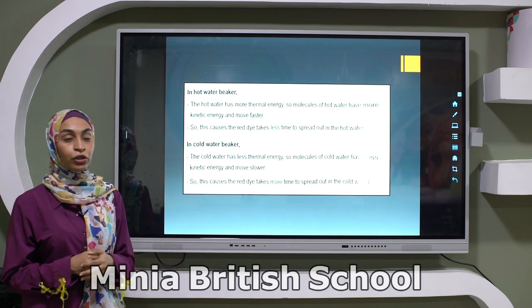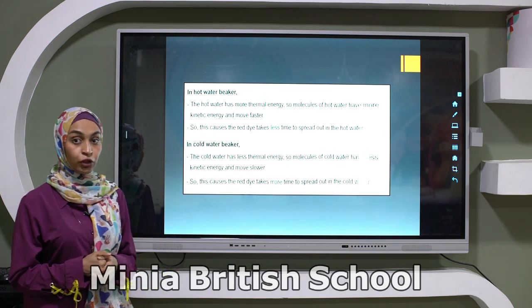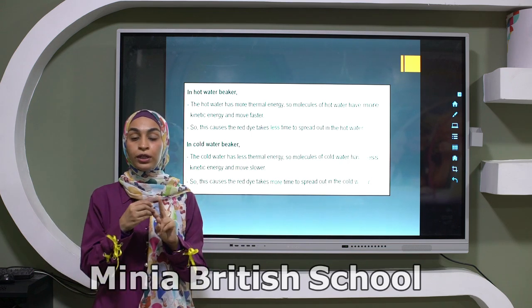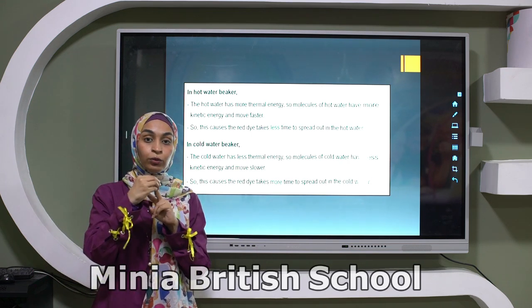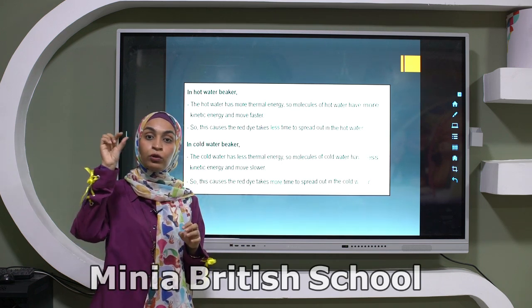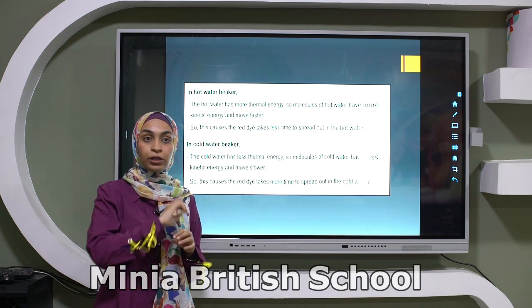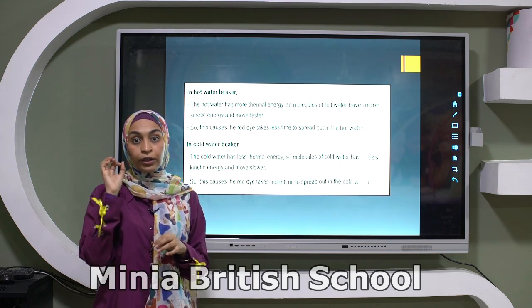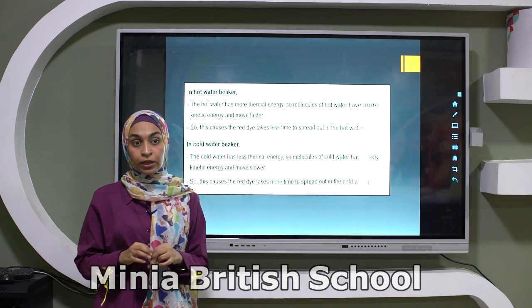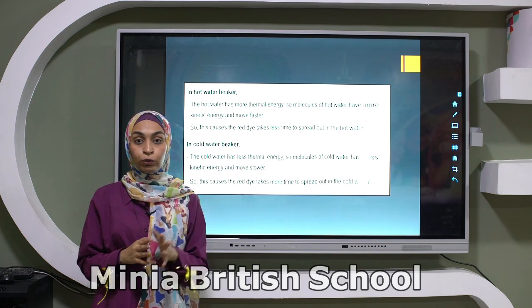the hot temperature and also the cold temperature. In this activity, I have two beakers, one of them contains hot water and the other one contains cold water. Then I will add some drops of red dye in each beaker, and I will observe in which beaker the color will spread faster, in hot water or in cold water.